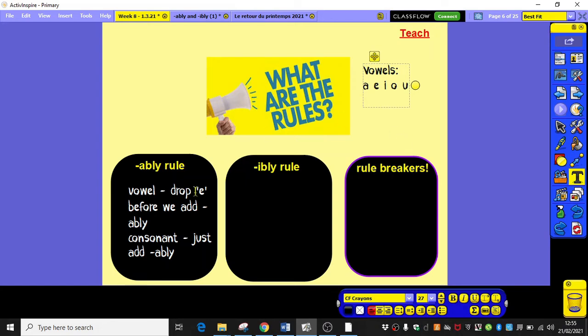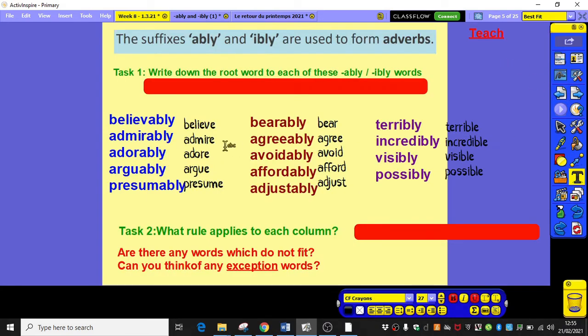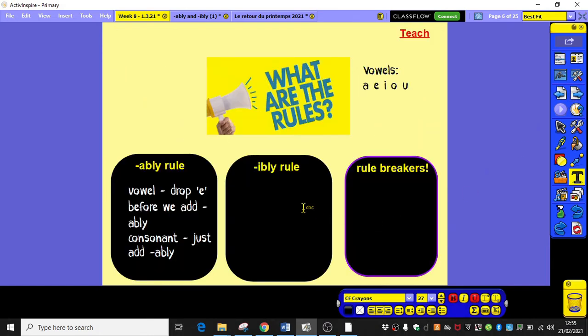Okay, so when our word ends in a vowel, and in this case these root words all ended in an E, didn't we? So we dropped that E before we added the ably. What about with the ibly words? Now these are tricky, aren't they? Because if you can't see the whole root word, which we can't, we only saw a part of it, didn't we? Then we just have to know that it's an ibly ending, isn't it?